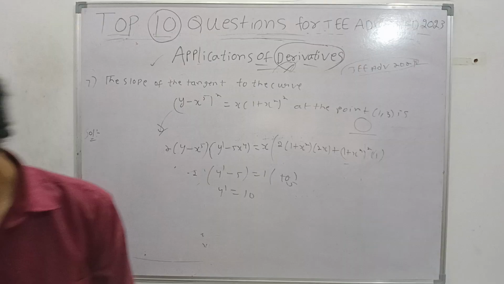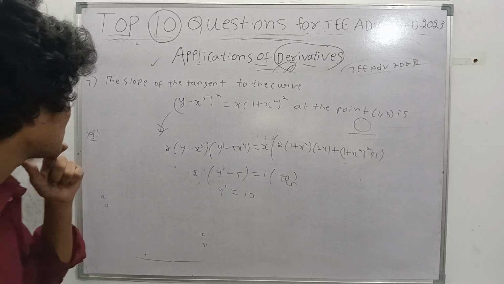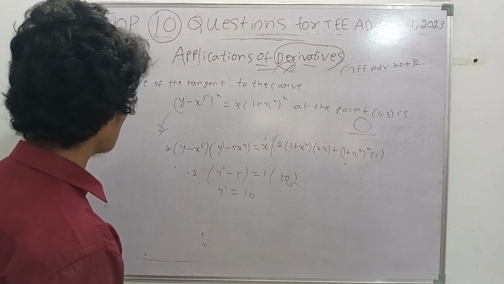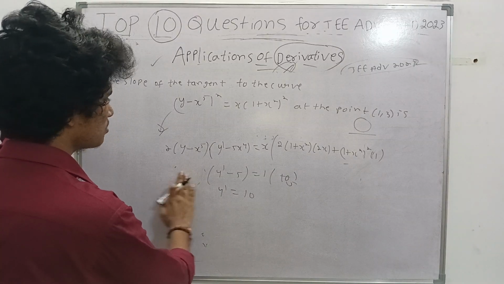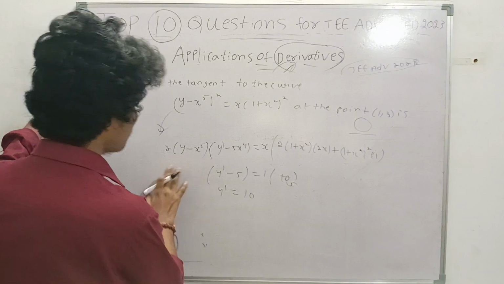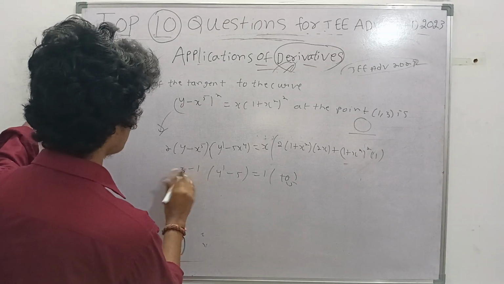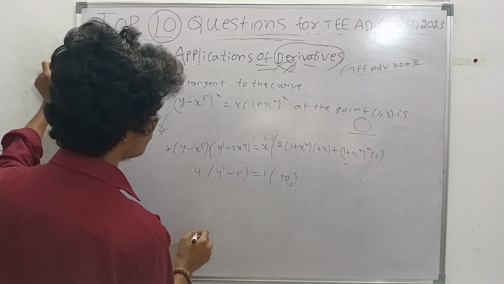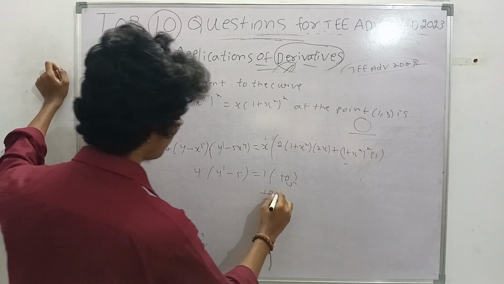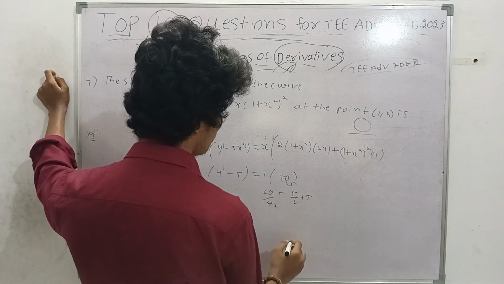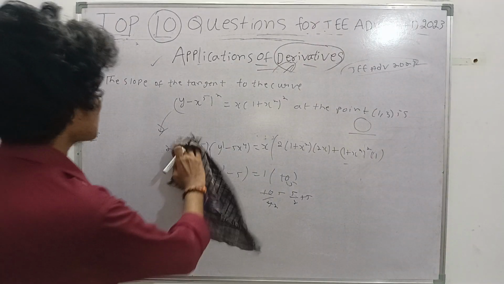Is this correct? No, there is an error. One second guys. Sorry. Here it is y, it is 3 minus 1, it will be 2, 2 into 2 it is 4, 10 divided by 4 it will be 5 by 2 plus 5. No, we have done something wrong here. Wait guys, I will check.